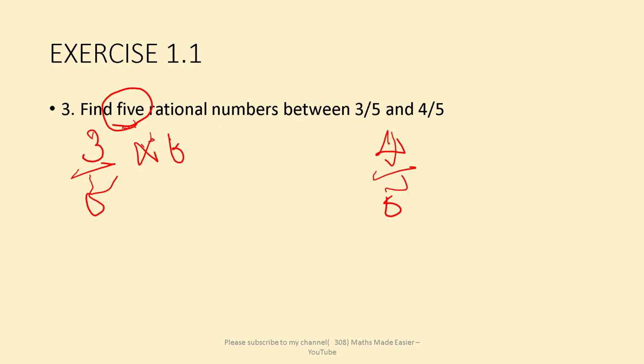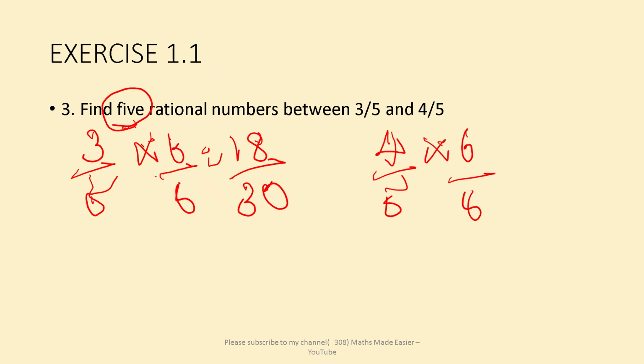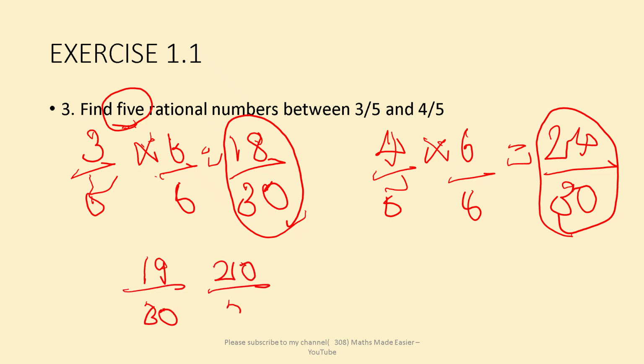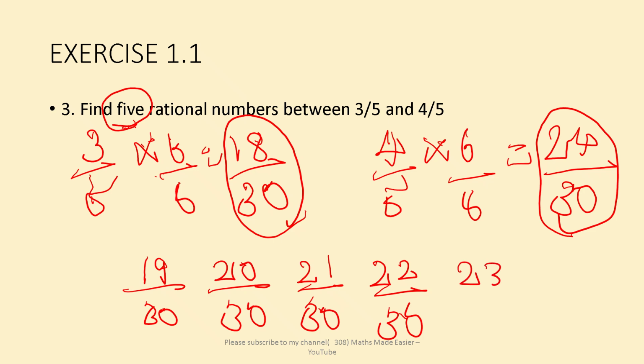I am finding an equivalent fraction of 3 by 5 by multiplying it by 6 by 6, giving rise to 18 by 30. Similarly, 4 by 5, I am finding it as an equivalent fraction by multiplying it by 6 by 6, giving rise to 24 by 30. Now it's very easy to find 5 rational numbers between these two fractions, namely 19 by 30, 20 by 30, 21 by 30, 22 by 30 and 23 by 30.